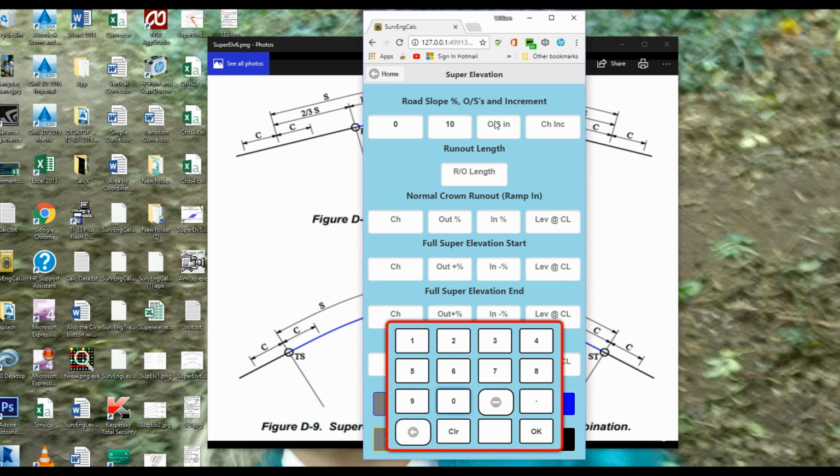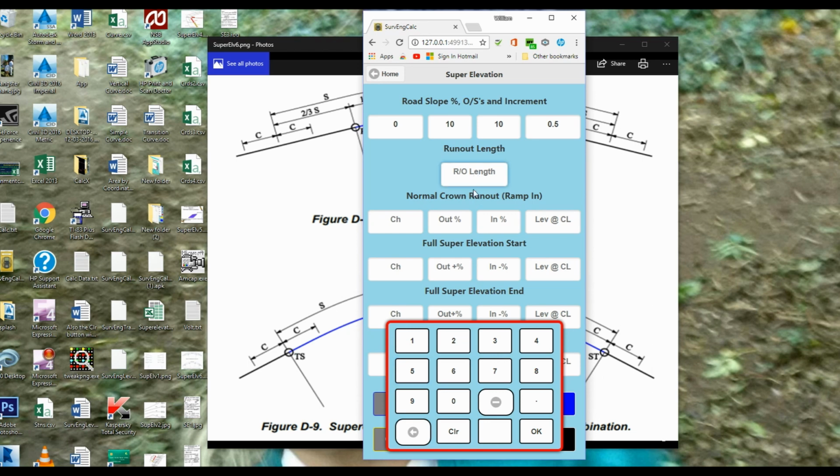And now I'm going to do an offset inside, which will be the inside of the curve, which is going to be 10. Oh, no, wrong thing. It's going to be 10 there. Chainage increment, I'm going to put 10 meters. No, actually, for now, I'm just going to do half a meter. And I'll show you why in a minute.